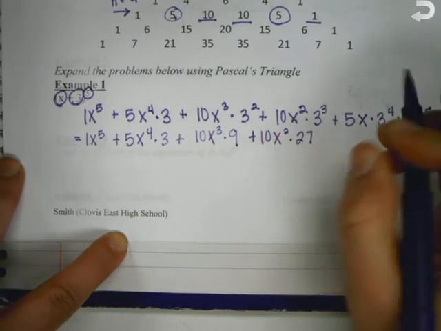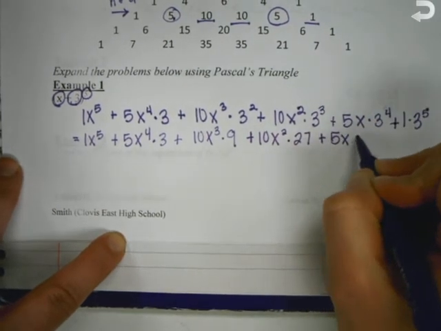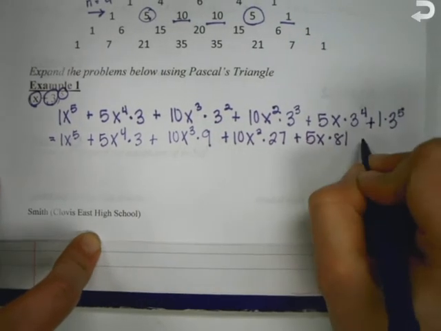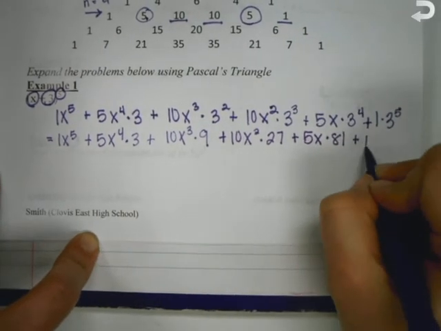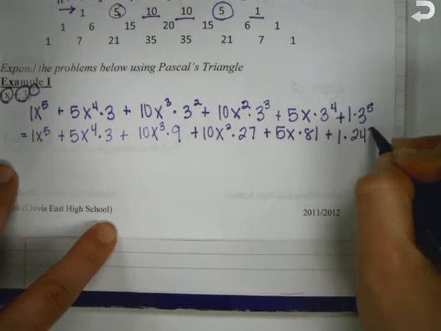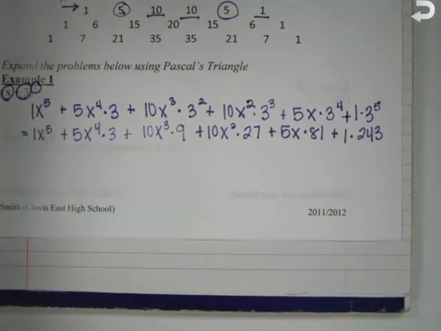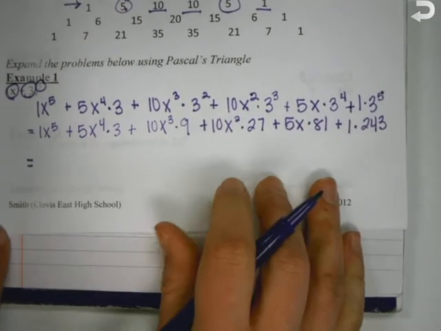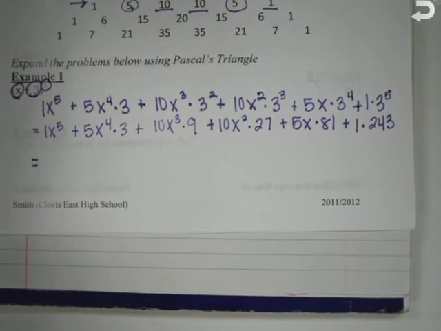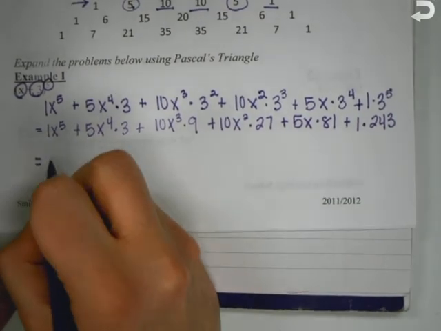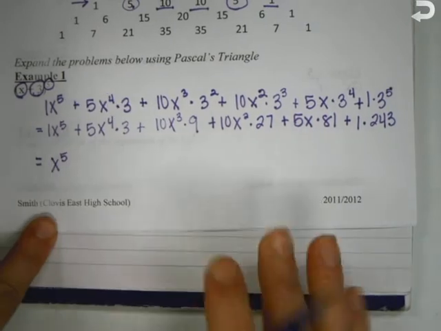Now we can actually multiply the coefficients and the numbers. So let's simplify it one last time. Give yourself some room because we're going to box our answer. 1x to the 5th. Can I just rewrite that as x to the 5th now? Okay. Plus 5x to the 4th times 3. What does that give me? 15x to the 4th. Plus 10 times 9, 90x to the 3rd.